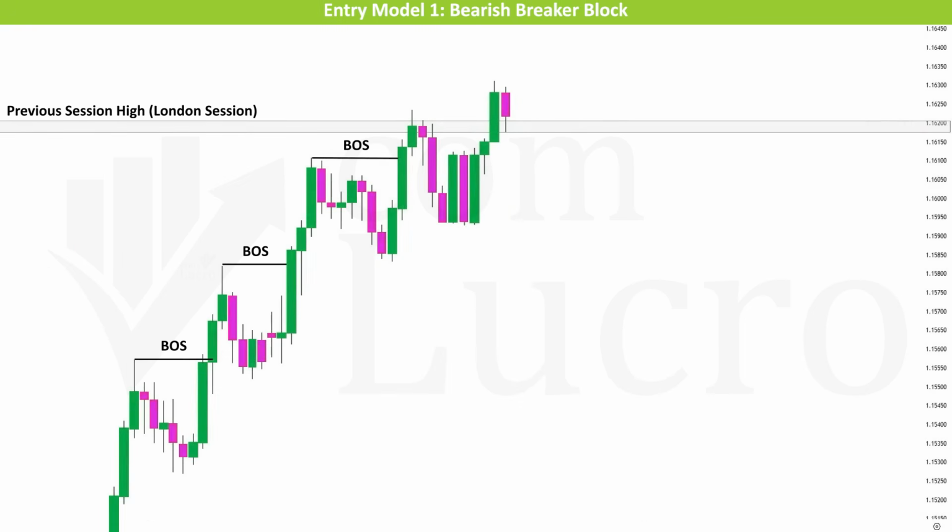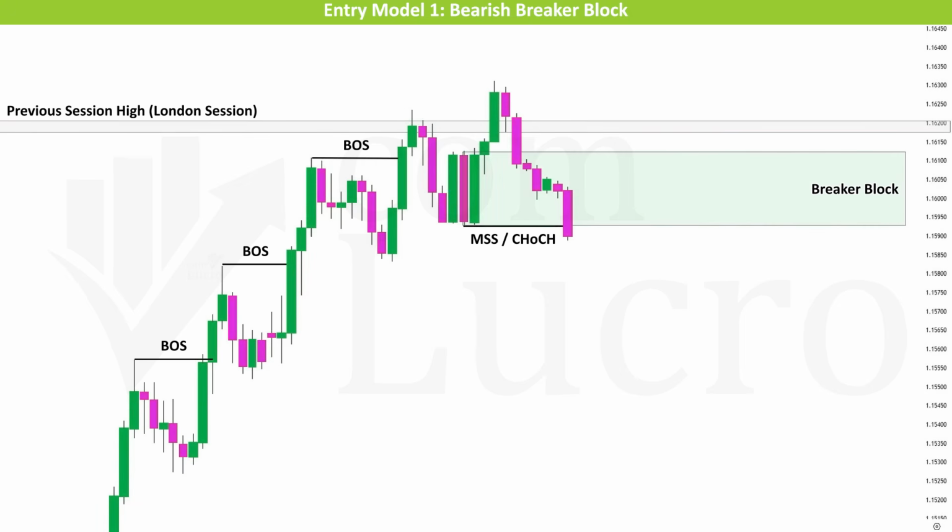The bearish breaker block follows the exact opposite logic. In this case, price should first form a swing high, then a swing low, followed by a higher high. After that, we need to see a strong bearish displacement move that breaks structure and closes below the swing low, confirming the market structure shift.